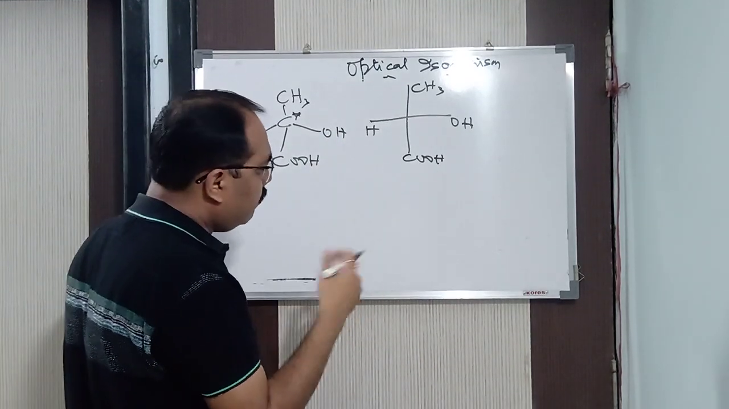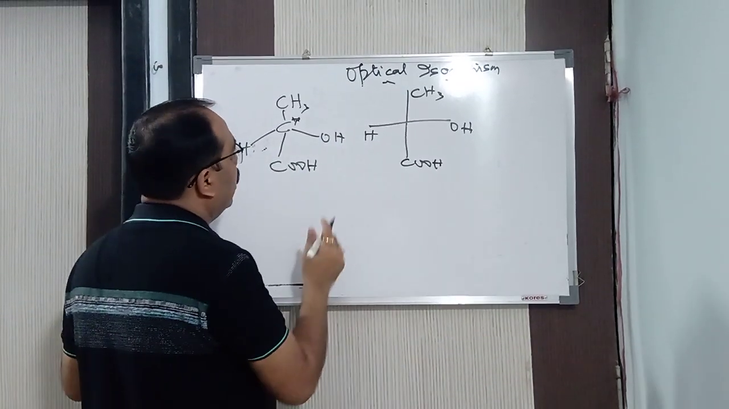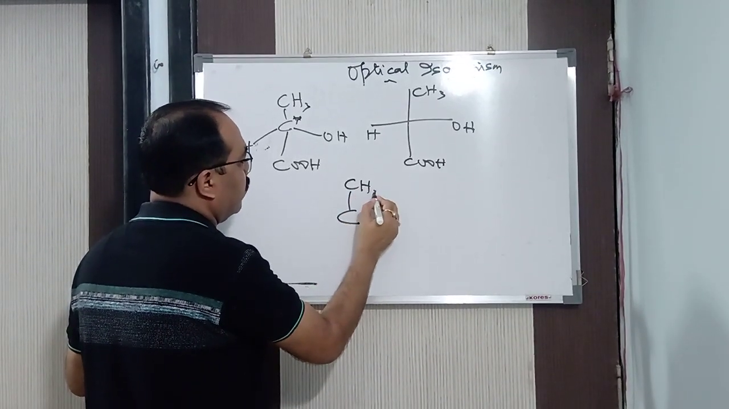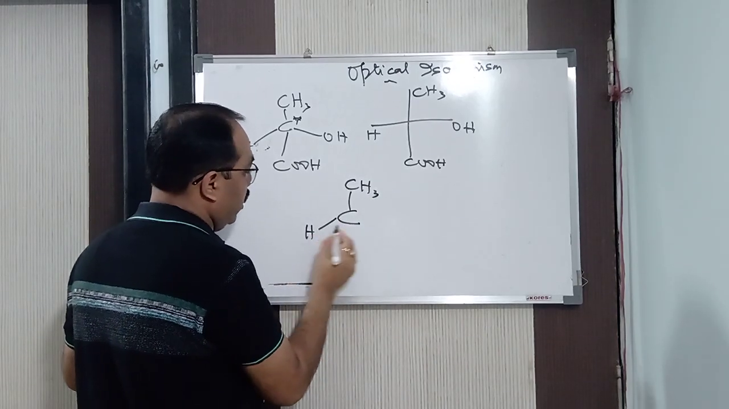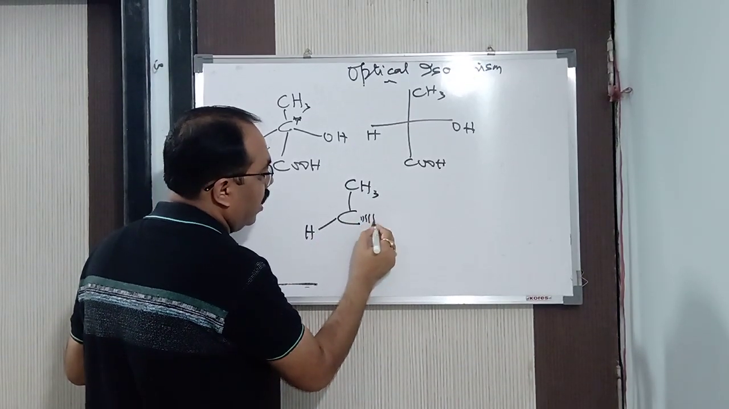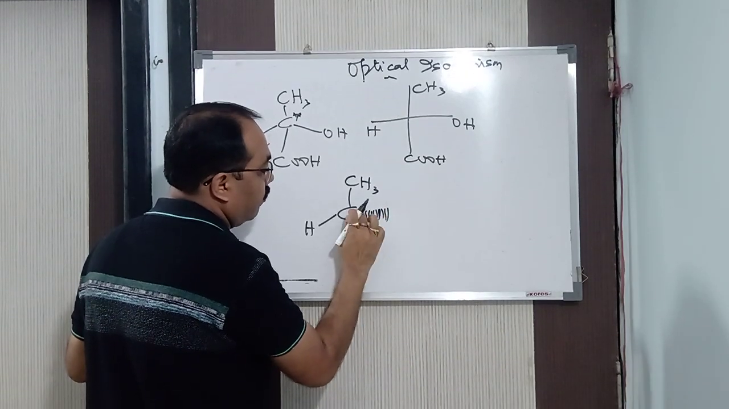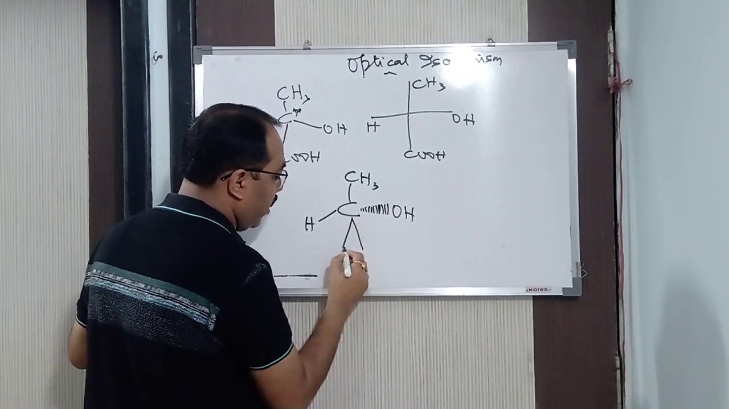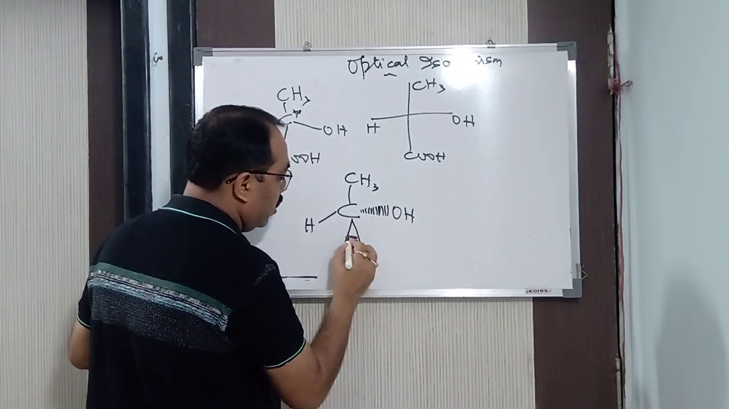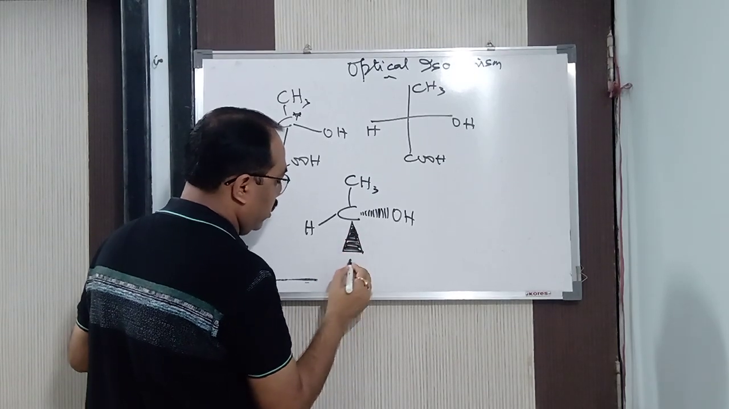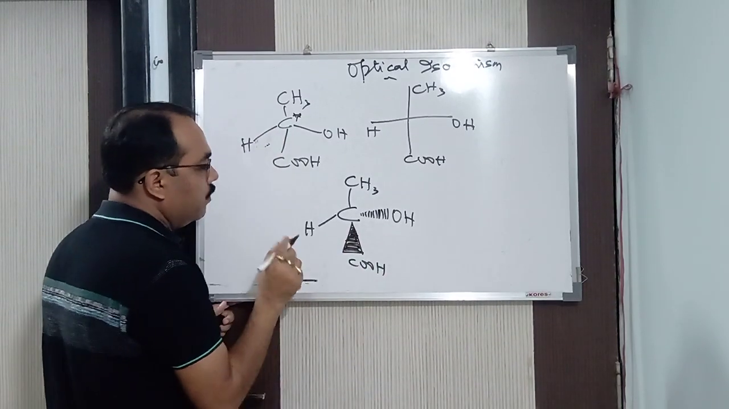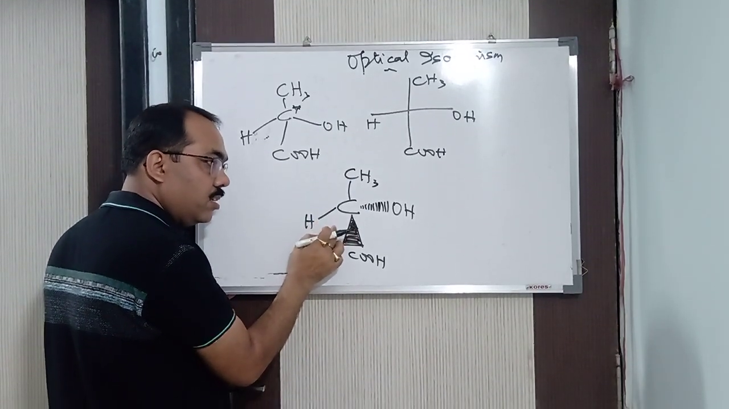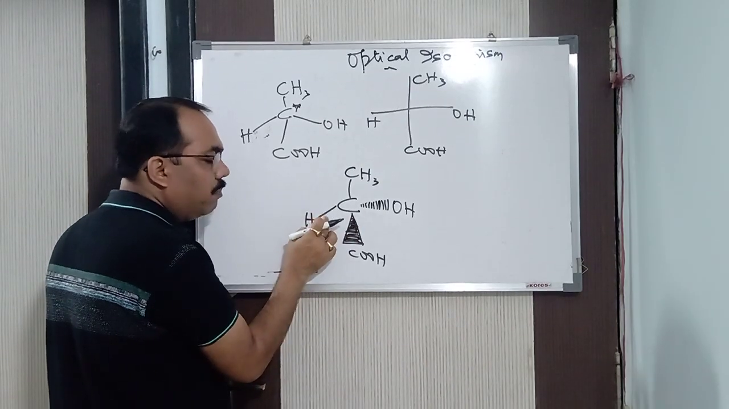Another is the three-dimensional structure. In the three-dimensional structure, we draw CH3 in this way, and here H, and let us say we have a dash. A dash means this sort of line. This is OH, and we have a wedge. A wedge means a dark line, that is COOH. What does it mean? That means these two groups are on the plane of the paper. This is the three-dimensional representation. These two are on the plane of the paper.